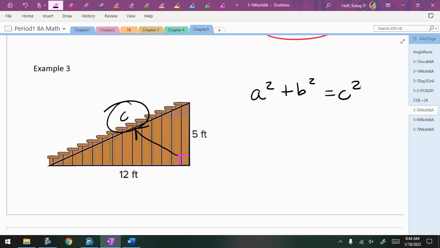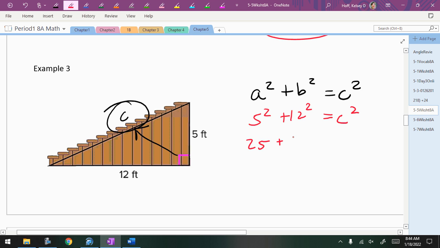Yes. Okay. Does it matter if A is 5 or if A is 12? No. What matters is that C stays C. 5 squared plus 12 squared. You could have them flip-flopped. 25 plus 144 equals C squared. When you add them together, you get 169. Then we take the check mark, and you get 13 feet.